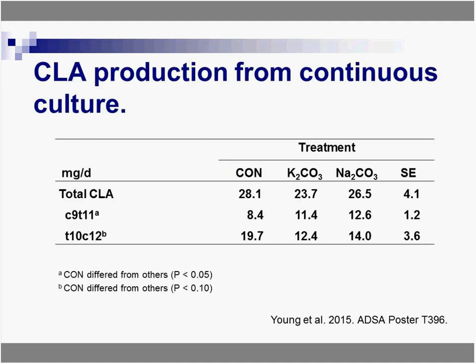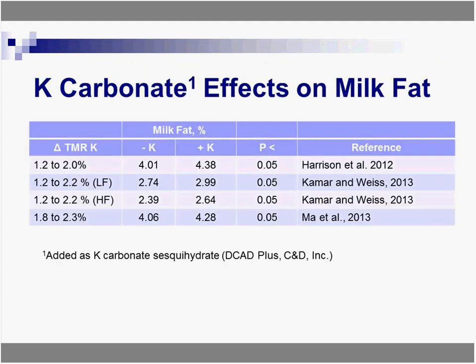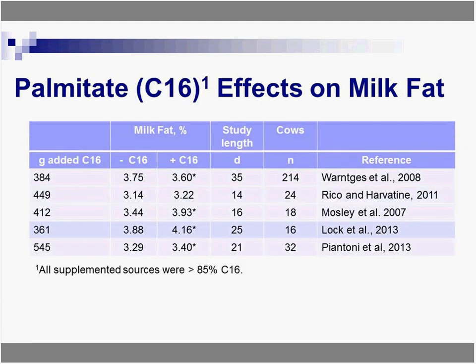Okay. I want to very quickly talk about these fine tuners that I mentioned. I've done some work in the laboratory on adding potassium and sodium carbonate to continuous cultures, with good results on CLAs. As I add either potassium or sodium carbonate, notice how the good CLA, the C9T11, goes up. The bad or trouble CLA goes down. And in the field too, there are a number of studies where potassium has been increased, specifically with potassium carbonate, and in every case saw a 0.3 or better increase in fat. The laboratory results showed a drop in the T10, C12.